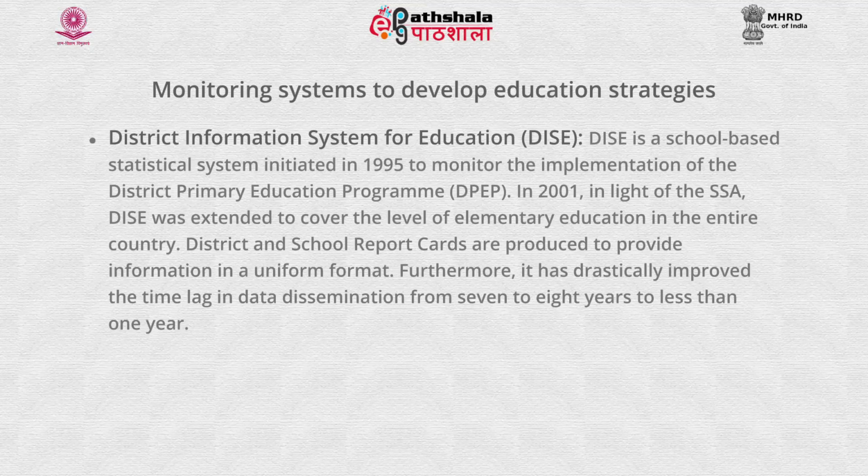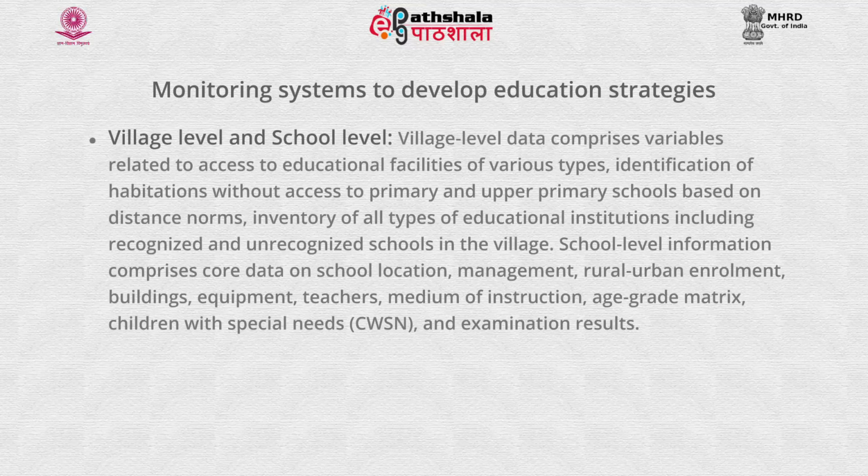Furthermore, it has drastically improved the time lag in data dissemination from 7 to 8 years to less than 1 year. DISE covers two types of information, village level and school level. Village level data comprises variables related to access to educational facilities of various types, identification of habitations without access to primary and upper primary schools based on distance norms, and an inventory of all types of educational institutions including recognized and unrecognized schools in the village.